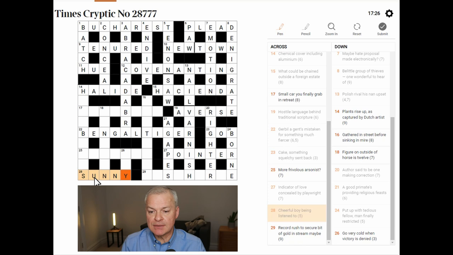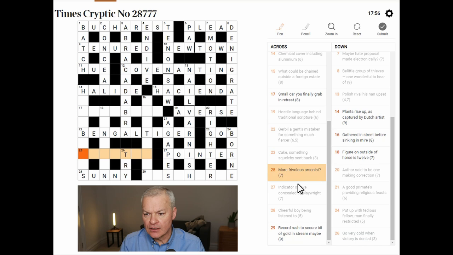Go, very cold when victory is denied. Yes, wow. I can understand why this is tricky. So often in crosswords, victory is V, but in this case, victory is win. So a go is a try, that's the definition. Very cold is wintry, when victory is denied, when win is denied.